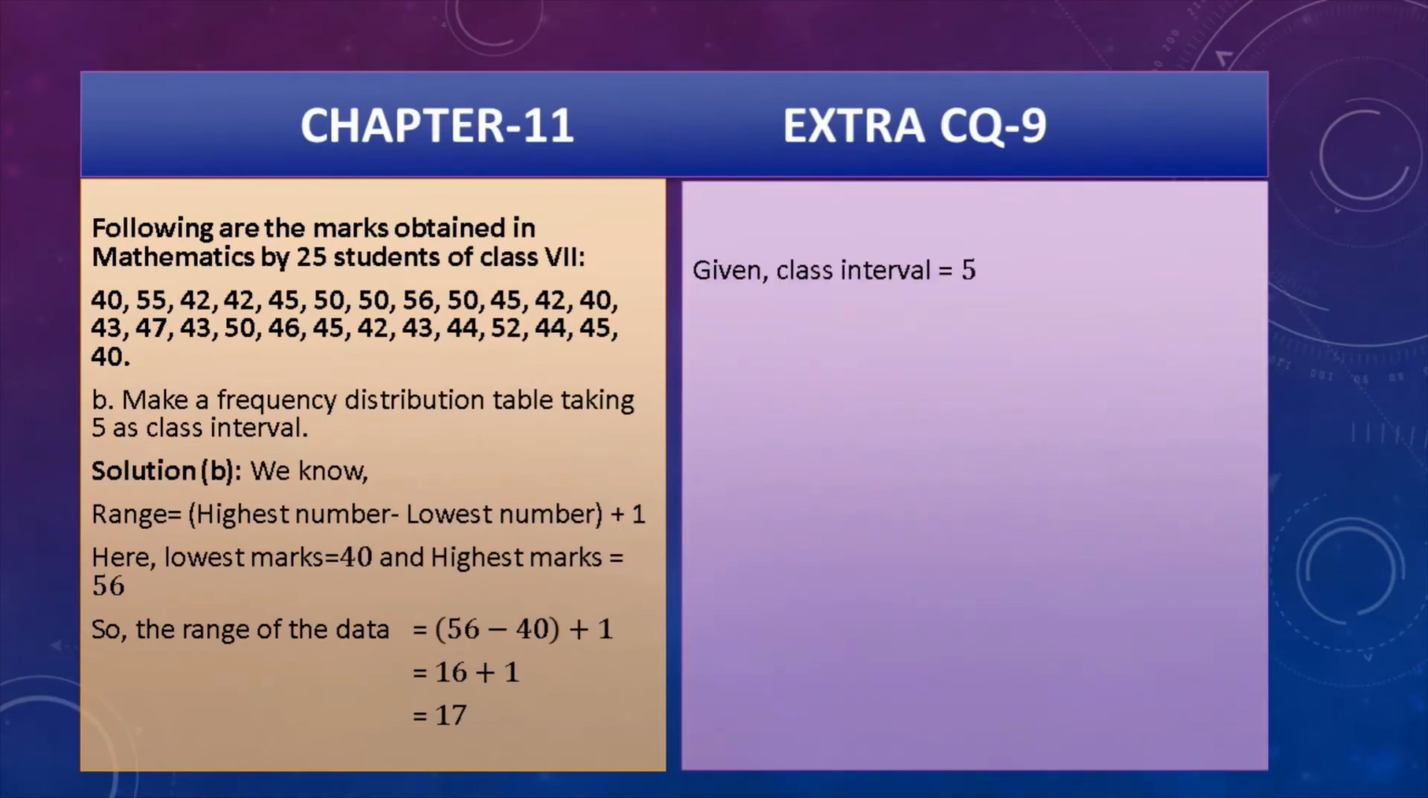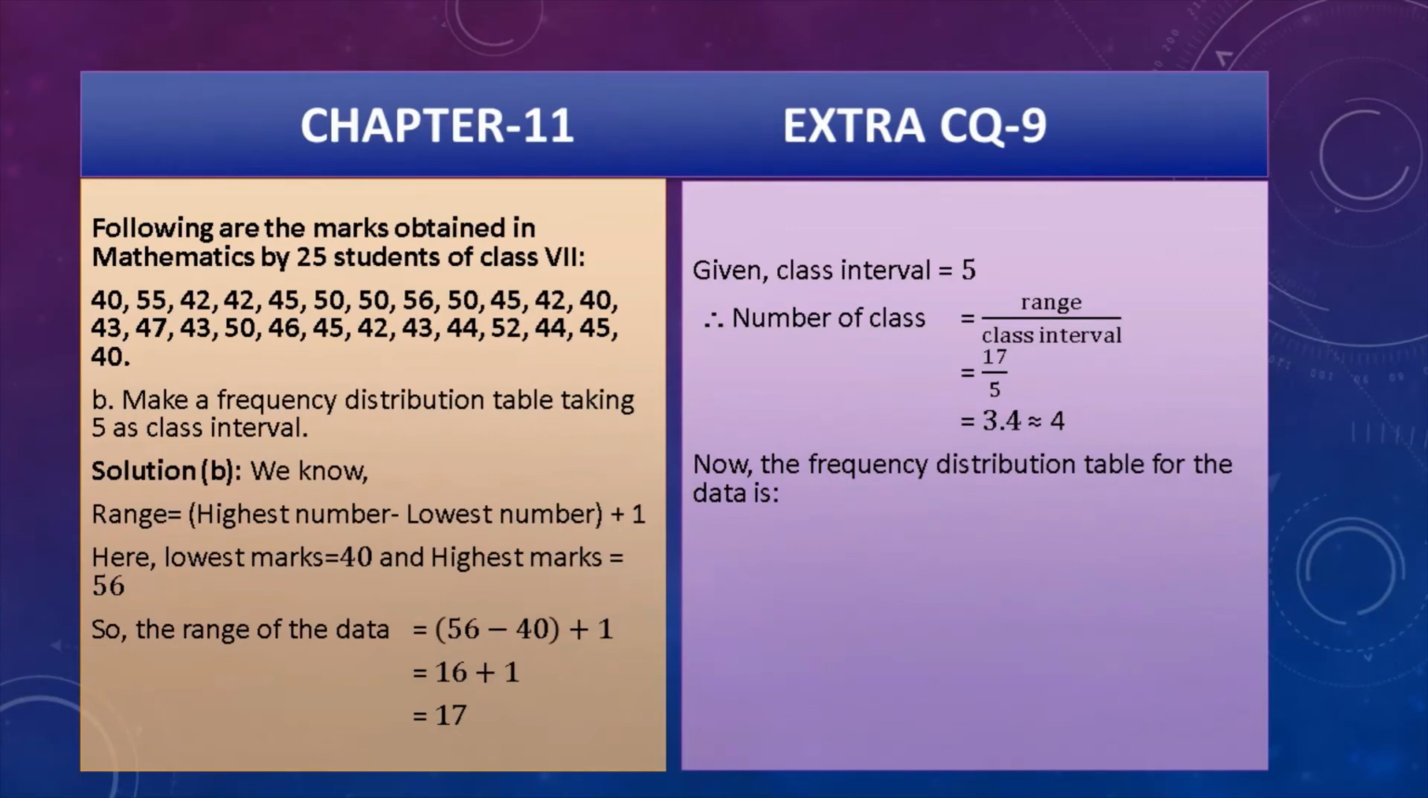After that, given class interval equals 5, and the formula for number of classes equals range divided by class interval, my dear. If we put down the values, range equals 17 and class interval is 5, and the value is 3.4. We cannot take the value 3.4. We have to take an integer value, and that will be approximately 4. That means 3.4 we can make approximately 4, and this is the approximation sign, my dear.